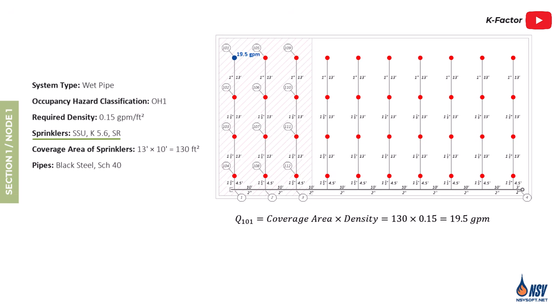The K factor of the sprinkler is 5.6. To calculate the required pressure, we divide the flow rate by the K factor and then square the result. So the required pressure at the most remote sprinkler is 12.1 psi. Now that we've calculated the flow rate and pressure at node 101, we can move on to the next node and determine the flow and pressure at node 102.